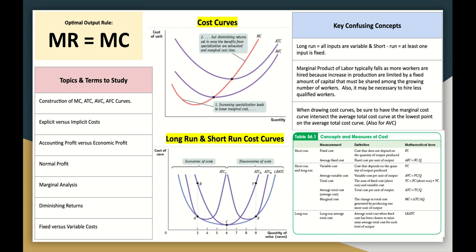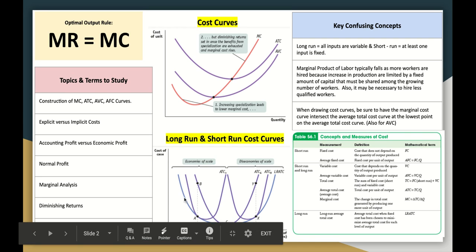And just the other key confusing concept, you're not going to need to draw them, but you are going to need to explain them, is make sure that you explain marginal cost goes through the bottom of ATC and AVC.